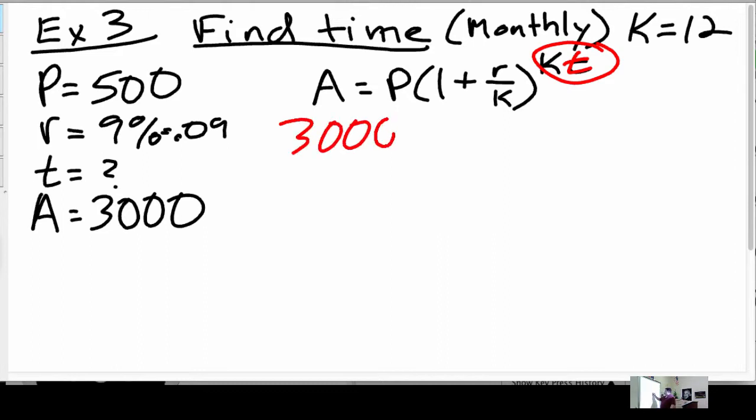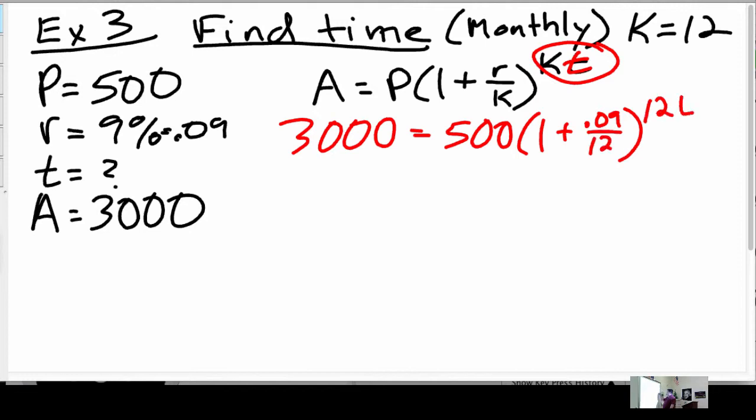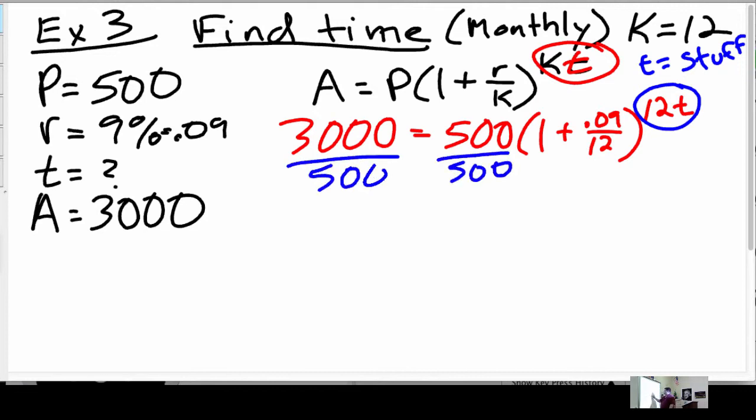I've got 3,000 equals 500 times the quantity 1 plus 0.09 all over 12, and that's raised to the 12t. You guys with me so far? And we've got to solve for this t. So our goal is to make it look like t equals some stuff. So I've got to get t by itself. So I slowly move stuff away from the t. Going to divide both sides by 500. Hey, that worked out nice.